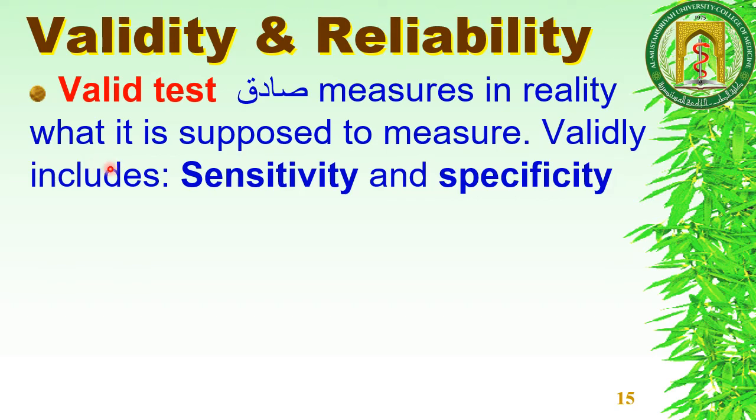To give you an example, when you put the thermometer inside the mouth of your patient and then you read the temperature, for example, 39, what you see actually is the increase in the height of the mercury column and not the temperature. But as the increase in temperature leads to increase in height of mercury column, this height represents really the increase in temperature. So this test is valid. Validity is studied under two components, sensitivity and specificity, that I shall explain to you in the next slides.